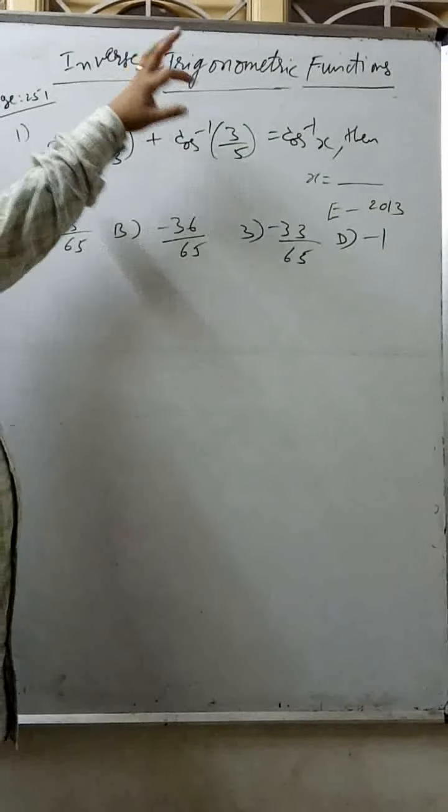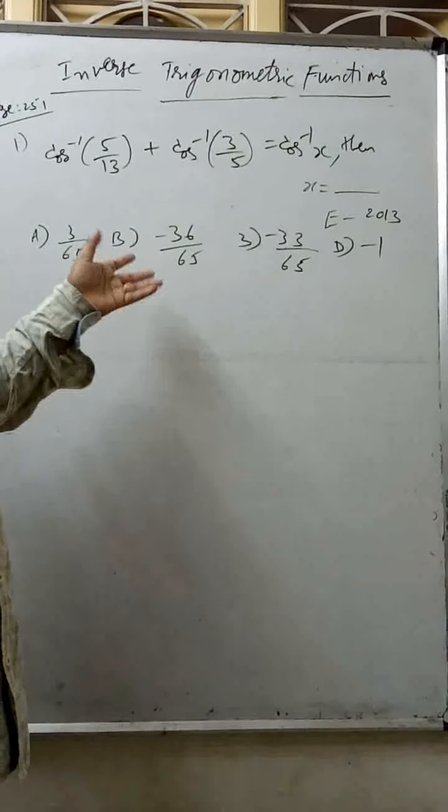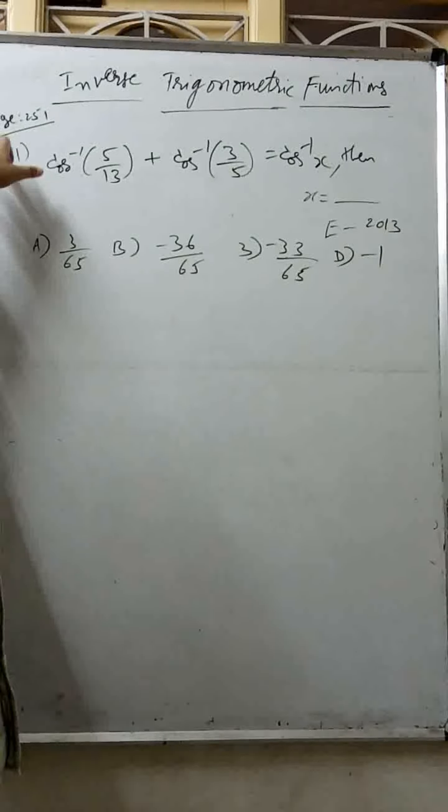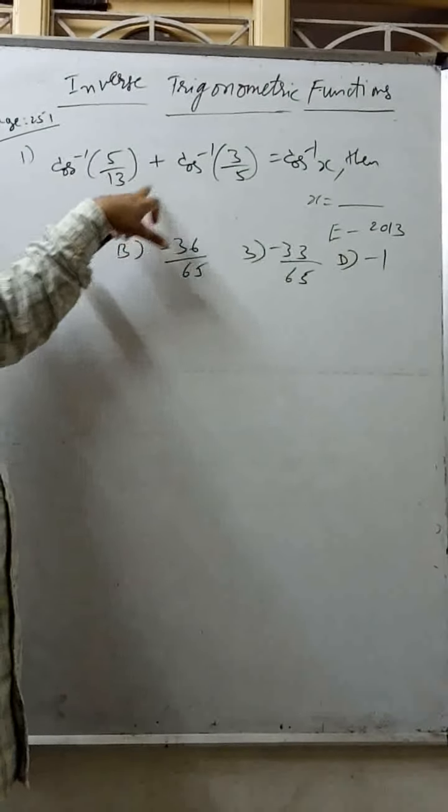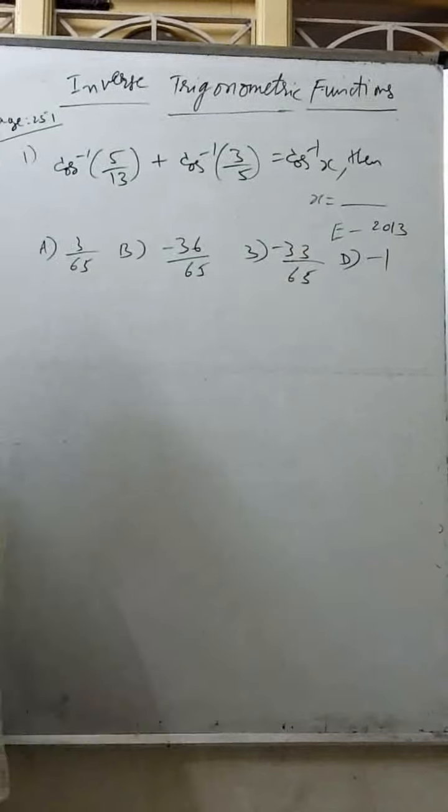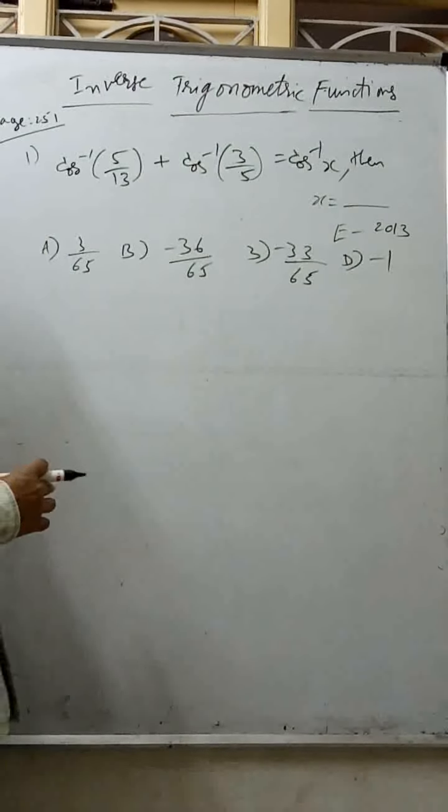We will discuss some of the sums given in previous MHT-CET and JEE. First question from page 251: cos inverse 5 by 13 plus cos inverse 3 by 5 equals cos inverse x. Then x is equal to how much is asked.